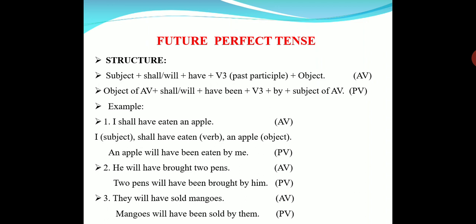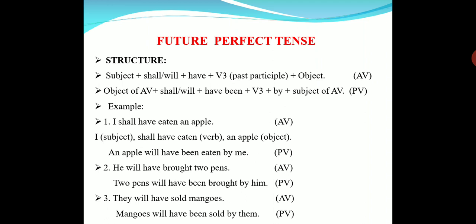The next example. They will have sold mangoes. What is the subject here? They. Verb part will have sold. Main verb is sold. Object is mangoes.